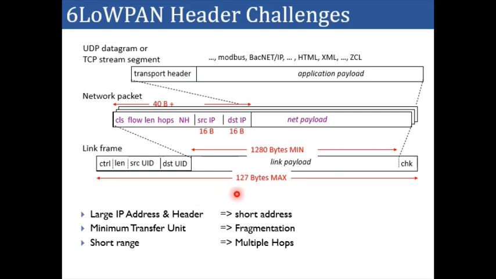So the first option is that we will convert the large IP address and header into a short address, and then we will make sure that the minimum transfer unit for 802.15.4 is ensured by fragmentation of the network packet, and then the short range constraint is addressed by using multiple hops. So let's see how header compression happens.